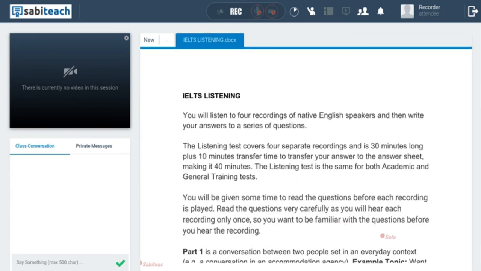Okay, so in the listening section of the IELTS, you need to know that you listen to 4 recordings of native English speakers, and then you write your answers to a series of questions. The listening test covers 4 separate recordings, remember, and is 30 minutes long, plus 10 minutes transfer time to transfer your answer to the answer sheet, making it 40 minutes.